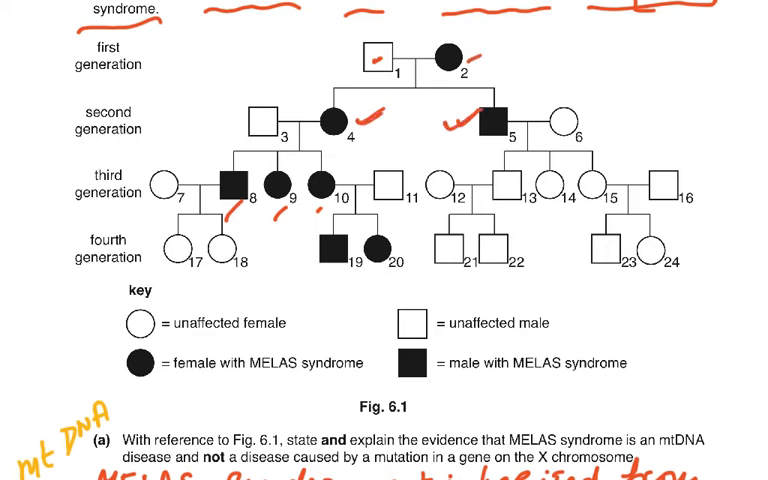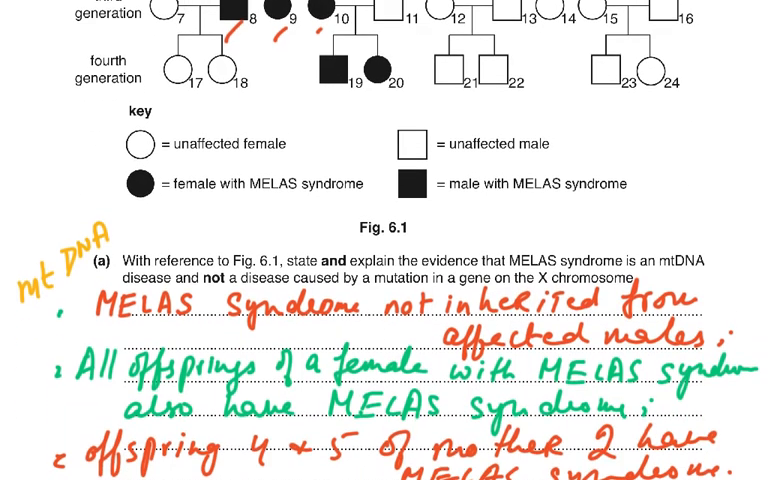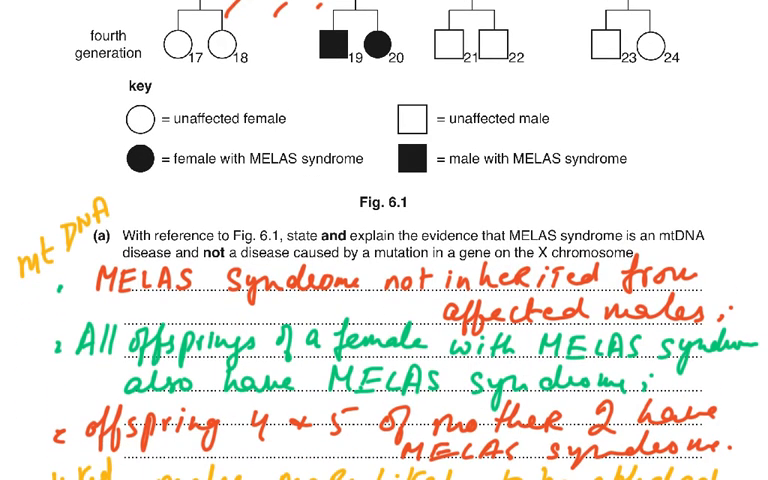Now, with reference to figure 6.1, state and explain the evidence that Mila syndrome is an mtDNA disease. So they want you to explain that it is an mtDNA disease and not a disease caused by a mutation in a gene on the X chromosome. Now you have to understand that if this is a sex-linked disorder, then more males would be affected. But here this is not the case. More females are in fact affected. So explain the evidence that this is an mtDNA disease and not a disease caused by mutation in the X chromosome.